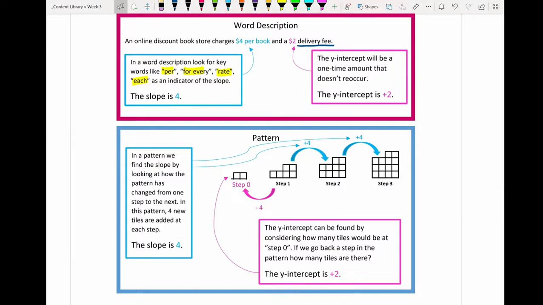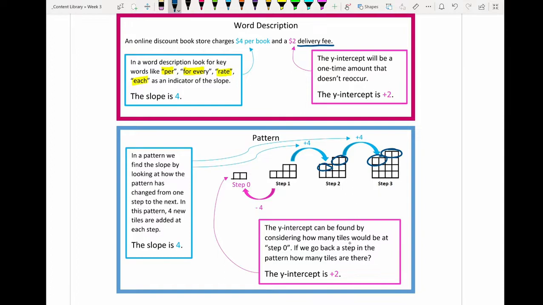In a pattern, we find the slope by looking at how the pattern has changed from one step to the next. And in this pattern, we can see that we're adding 4 new tiles every time we increase a step. So every time we increase a step, we increase by 4, and then we increase by 4 the next time. So every step we increase by 4, that's going to be my slope.